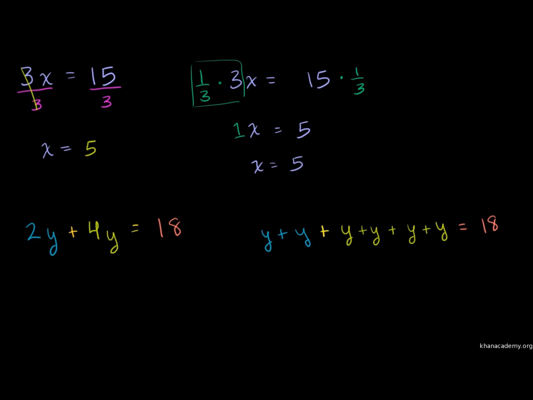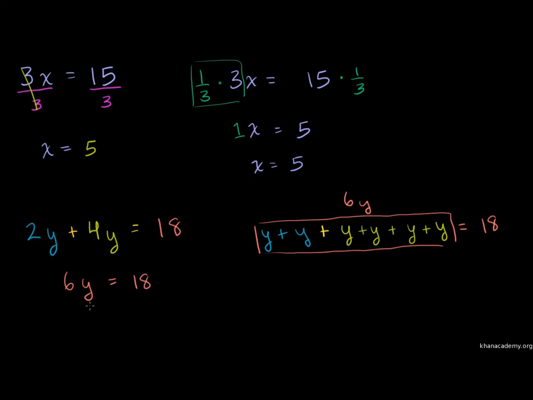Now, how many y's do I have here on the left-hand side? I have 1, 2, 3, 4, 5, 6 y's. So you could simplify this as 6y is equal to 18. And if you think about it, it makes complete sense. The 2y plus the 4y is 6y, which makes sense. If I have 2 apples plus 4 apples, I'm going to have 6 apples. If I have 2 y's plus 4 y's, I'm going to have 6 y's. Now that's going to be equal to 18.